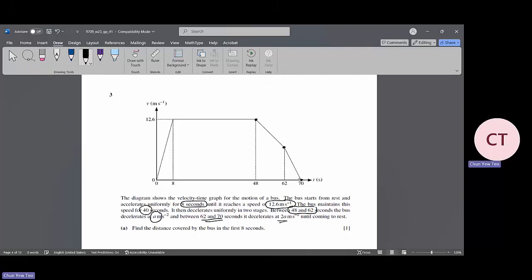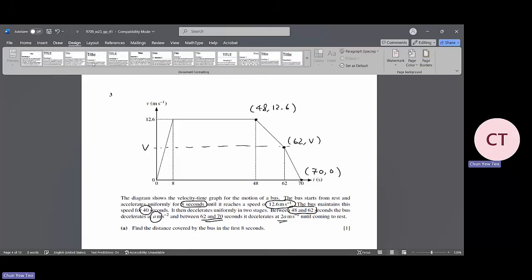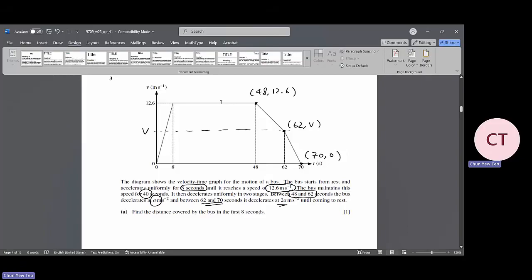So we have 3 points over here. We can call this one V. This point will be called 48, 12.6. This point will be called 62 and V. This point will be called 70 and 0. Okay, so between 48 to 62.